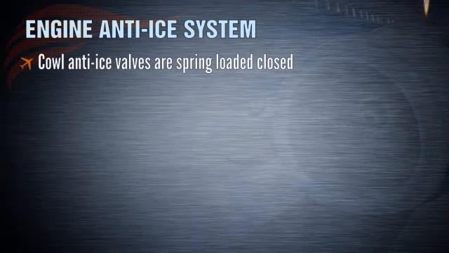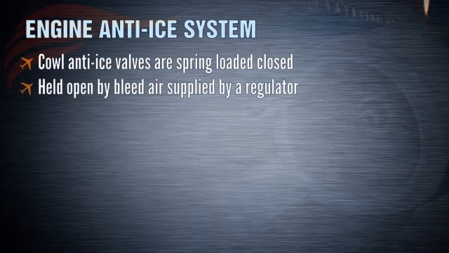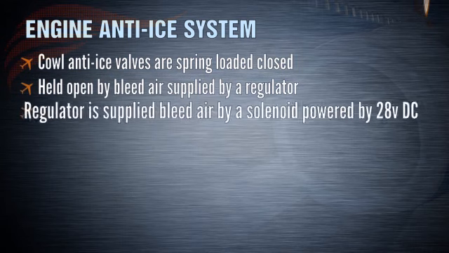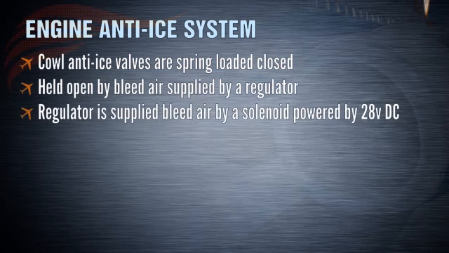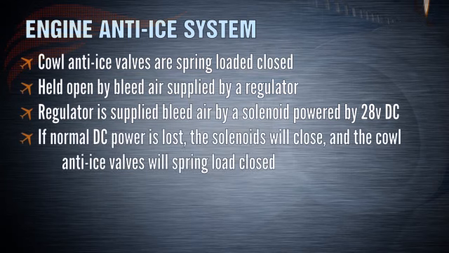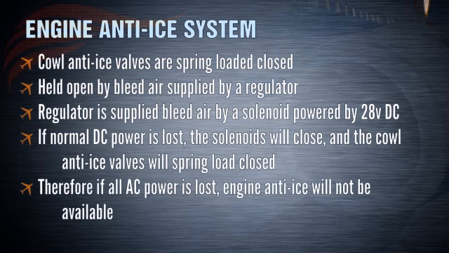As we explained previously, the cowl anti-ice valves are spring-loaded to the closed position and are held open by bleed air supplied by a regulator. The regulator itself is supplied bleed air via a solenoid that is powered by 28-volt DC. If normal DC power is lost, the solenoid will close, starving the engine cowls of bleed air. So, if AC power sources are lost and you find yourself on battery power alone, engine anti-ice will not be available.